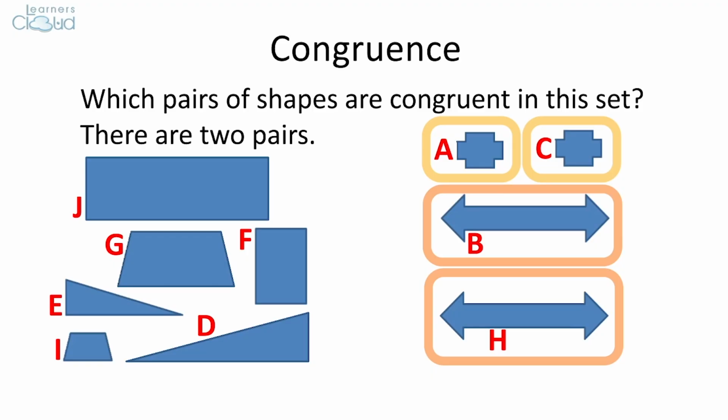And sometimes rotation may make a shape look a different size, but when you actually get the shapes in your exam, you'll be able to measure them or be able to rearrange them next to each other so you can see the exact size. And if you get it on squared paper, you could also count the squares. But for the purposes of this example here, A and C is one pair and B and H is the other pair of congruent shapes.